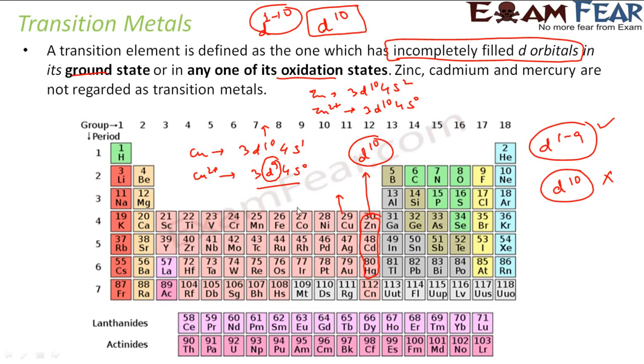And with this definition, all these d block elements except zinc, cadmium and mercury are regarded as transition metals, because in only these three elements, the electronic configuration is always such that the d orbitals are always filled, even in the ground state or in their common oxidation state. Okay.